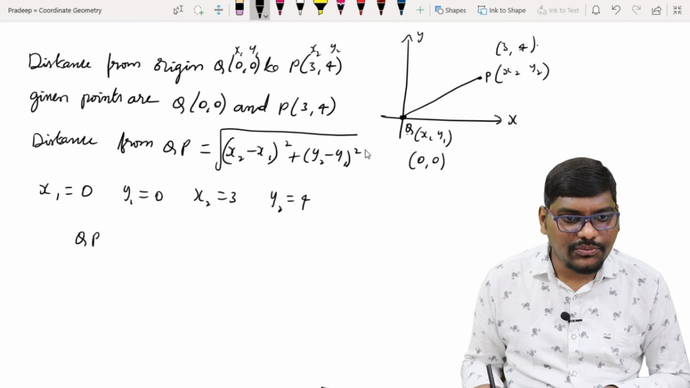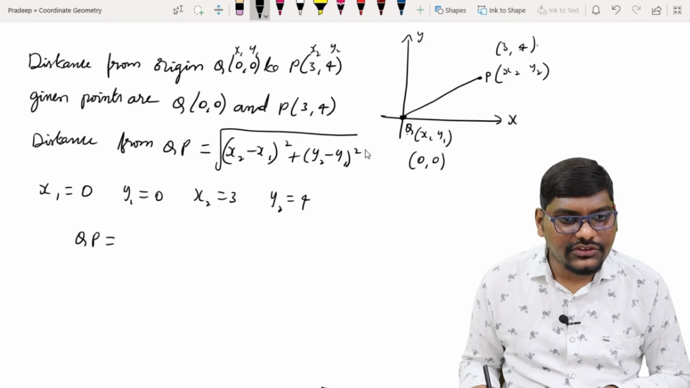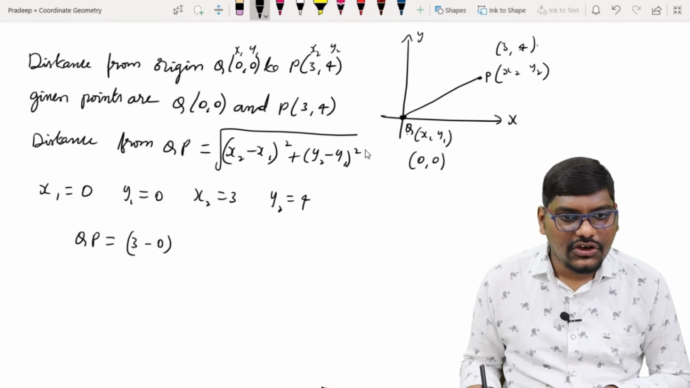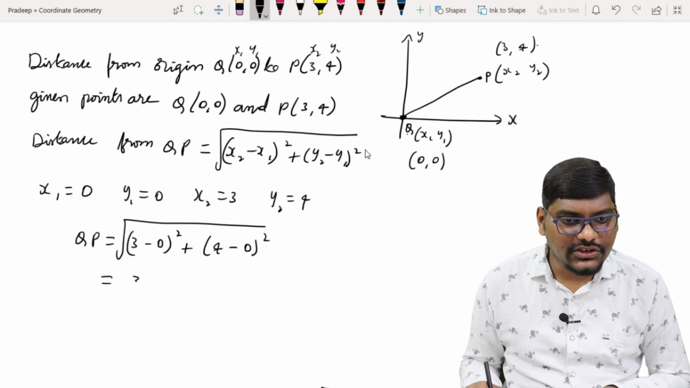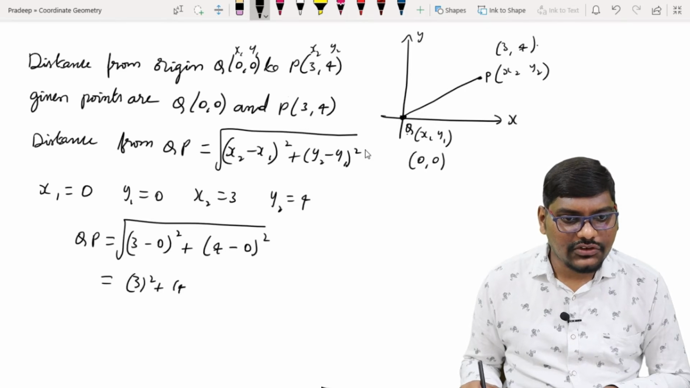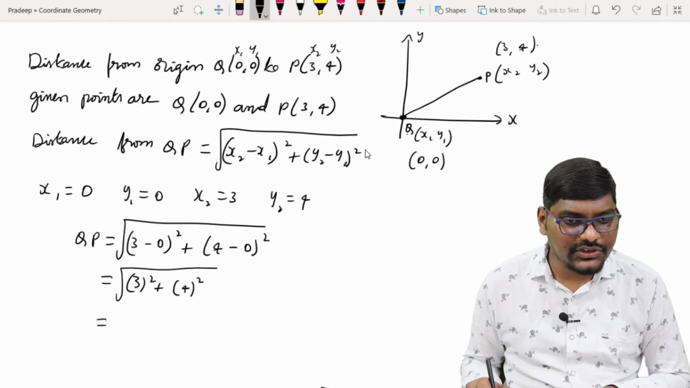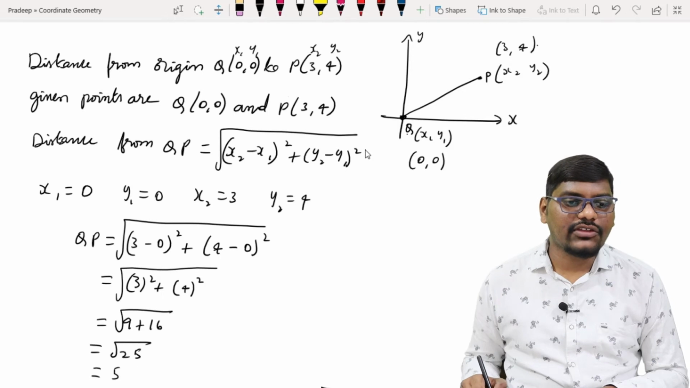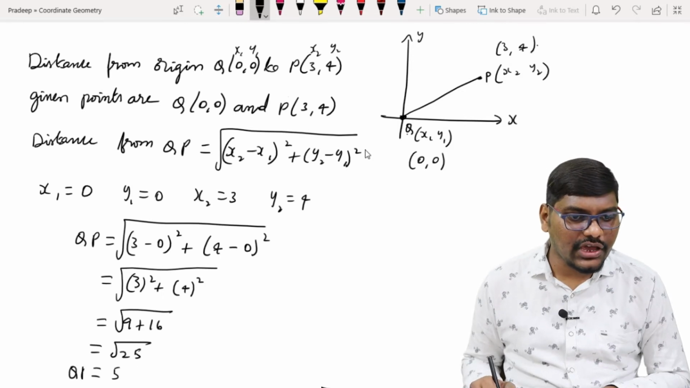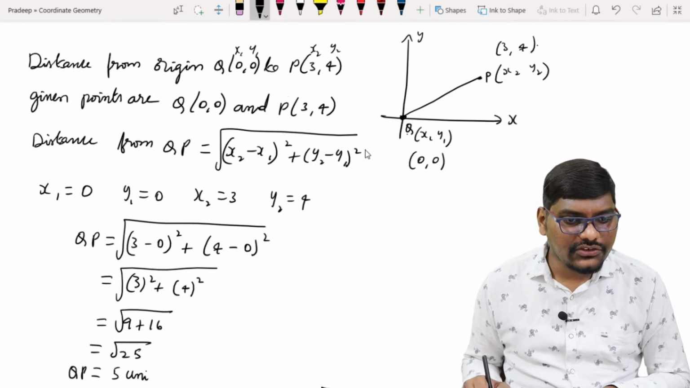So I can write QP equal to x2 is 3, x1 is 0 whole square, y2 is 4 and y1 is 0 whole square, and this is under root. So I can write root of 3 square plus 4 square. So now 3 square is 9, 4 square is 16, so we are getting 25. Root 25 is nothing but 5. So the distance between Q and P is 5 units.